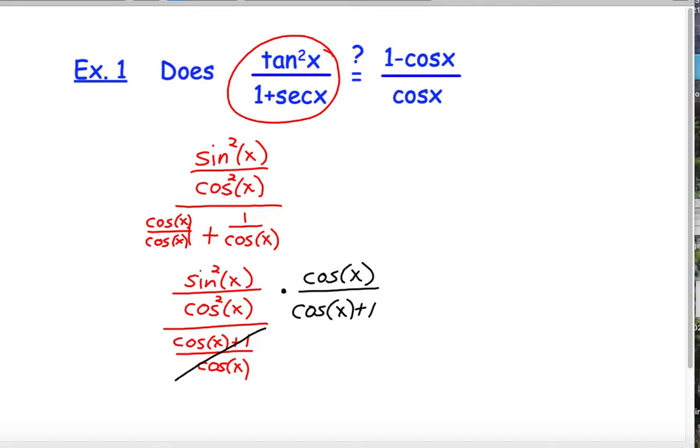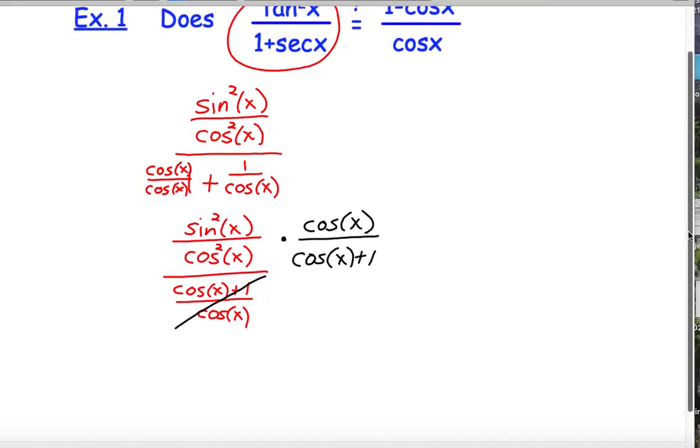Okay. Now where do I go from here? Well, everything is in terms of cosines except for that sine squared. But I remember that sine squared plus cosine squared is equal to 1, my Pythagorean identity. So I can move the cosine to the other side, and sine squared is 1 minus cosine squared. So in my expression, I'm going to change that sine squared to be 1 minus cosine squared.